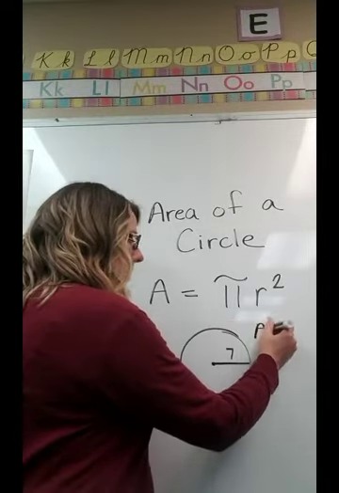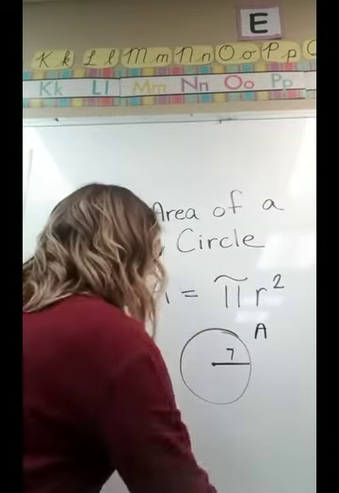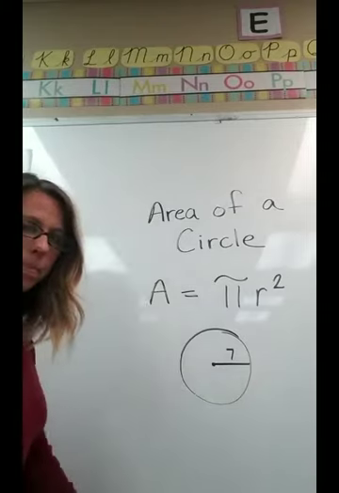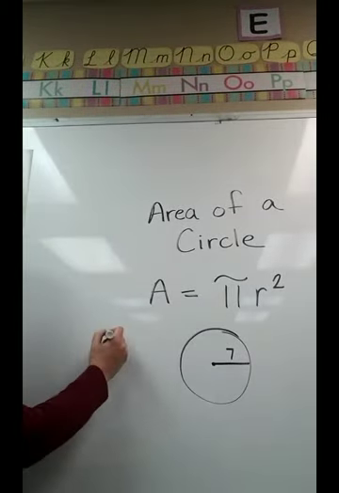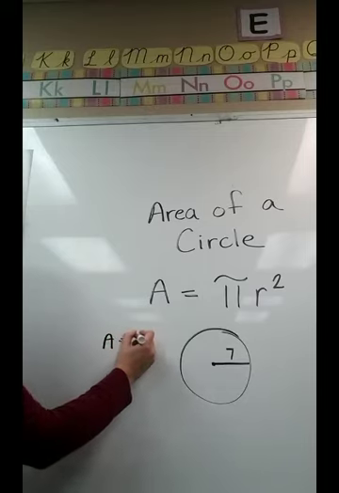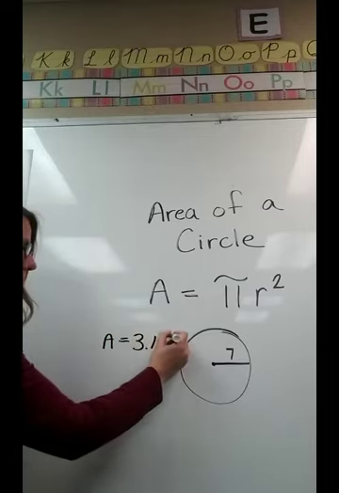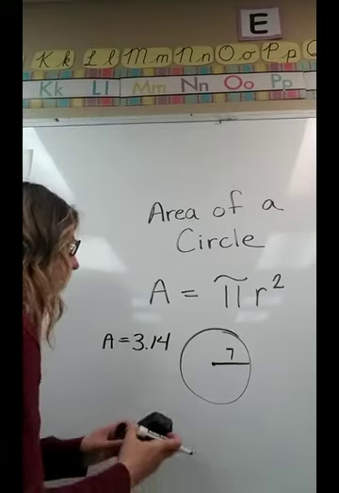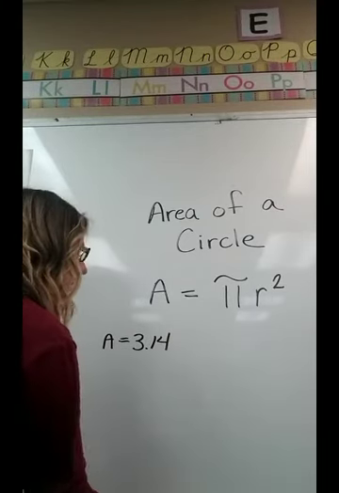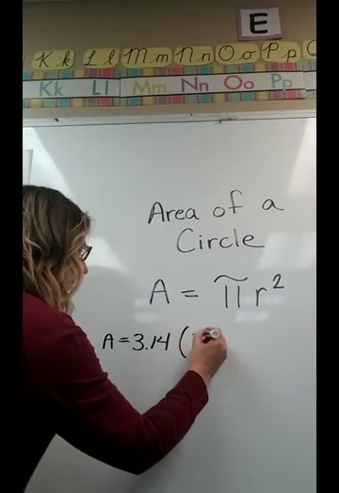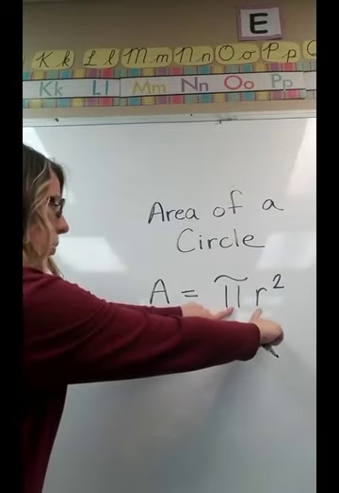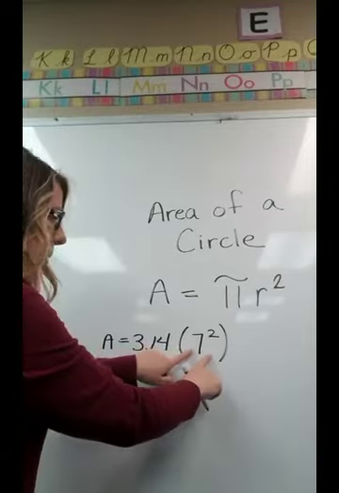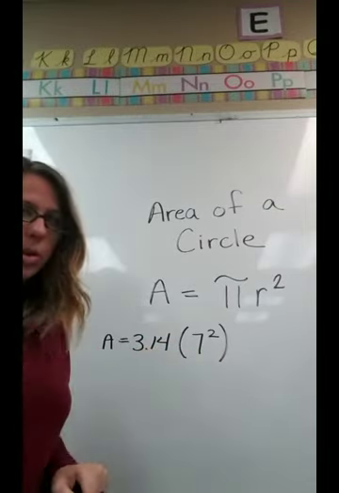Area. Don't want to go off the board too much here so that you can't see it. You will go on this side. Area equals 3.14 times 7 squared. Okay, so we're multiplying 3.14 times whatever the radius is squared. That's why I put in the parentheses. We got to take care of this first, okay?